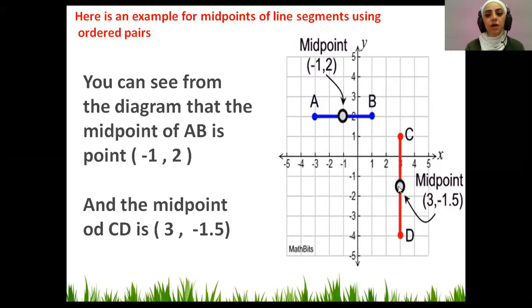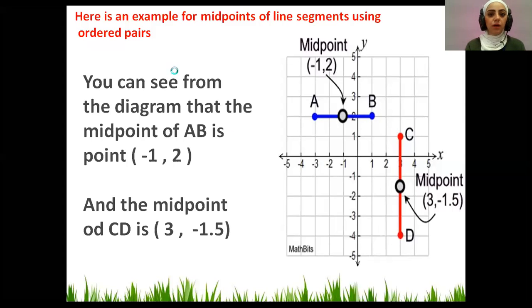It's the same thing. If you want to find the coordinates of that point, you look at the x-axis first, it's below 3, and on the y-axis, that point is between -1 and -2, in the middle between them, which is -1.5. So these are the coordinate pairs of the midpoint.